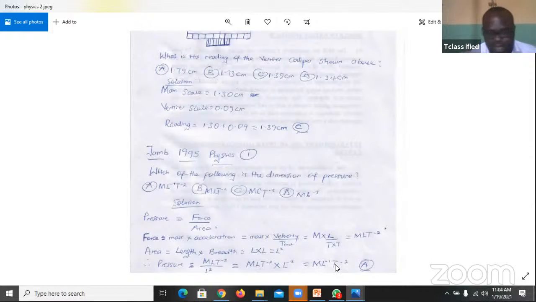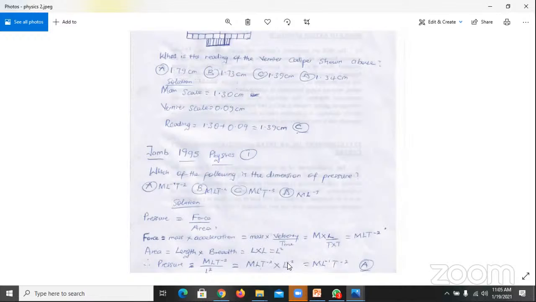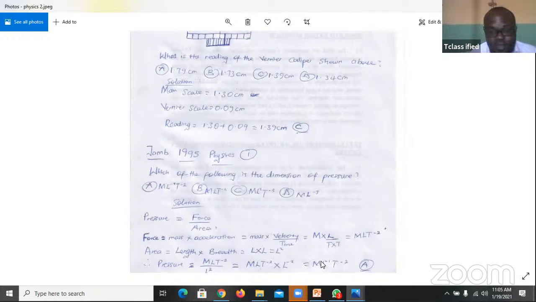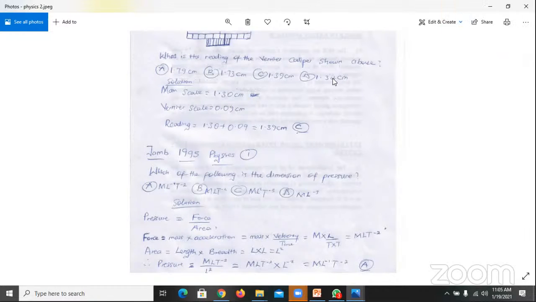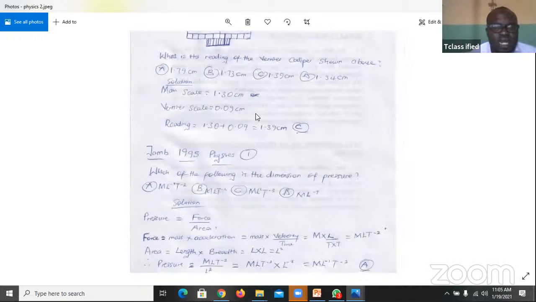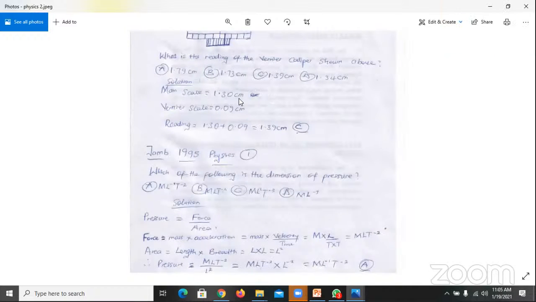Who can tell me why we have this? This is L here, and this is L squared. So one L will cancel one of these L. So it will remain just one L. And because this one L is under, if it's coming up, it should be what? Minus 1, isn't it? Yes. So that's why we have M L to power minus 1, T to power minus 2. Are we clear on that? Yes, sir. Okay, so you people understood the wahala we had here. Yes, sir.